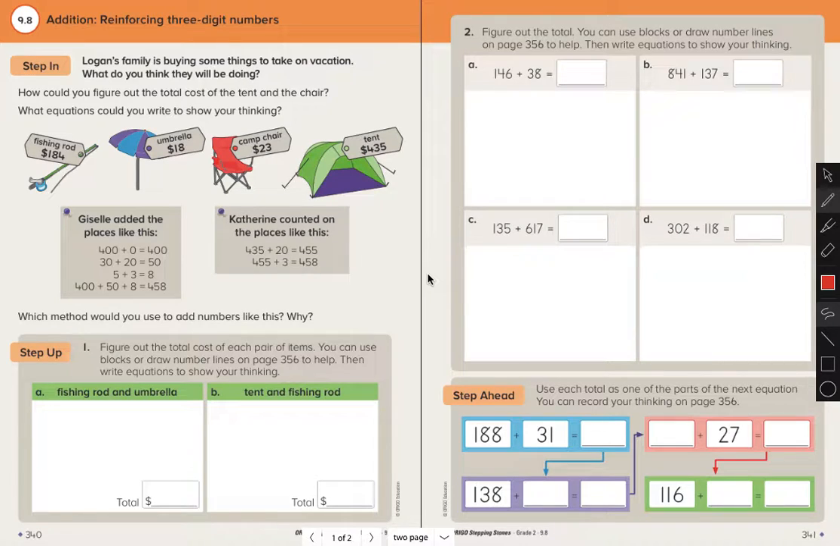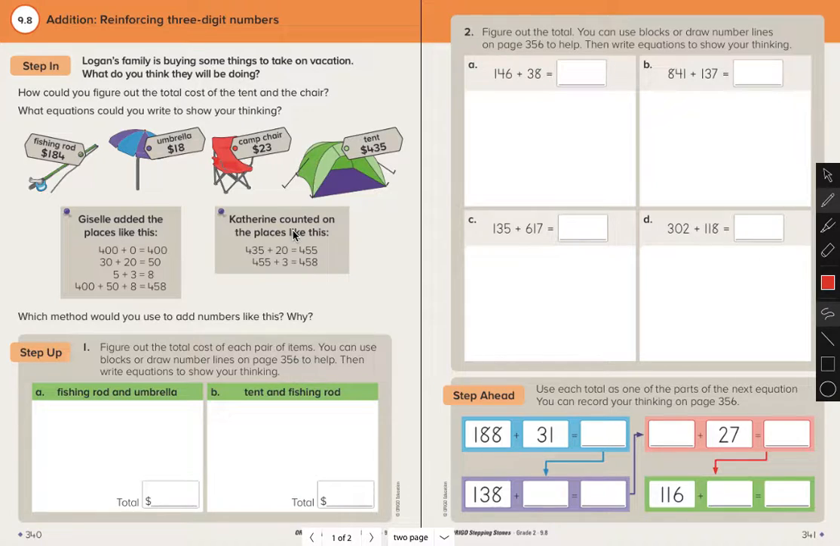Hi, second graders. What we're going to be doing for math today is journal pages 340 and 341. So if you have your math journal out and you have a pencil, you are ready to go. All we're going to be doing today is what we've been doing for the last few days, which is adding 3-digit numbers to 3-digit numbers. Okay? If you want some more practice with that before you tackle the journal work, if you want to go back and watch some of the old video lessons, go ahead and do that first.